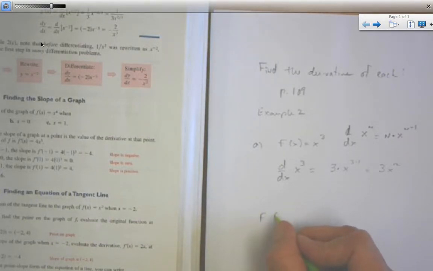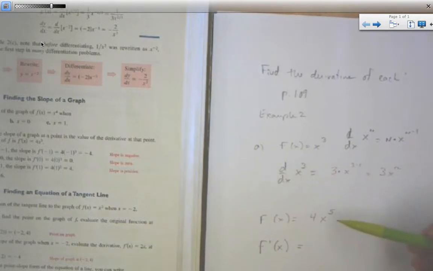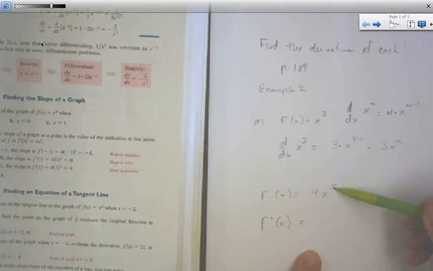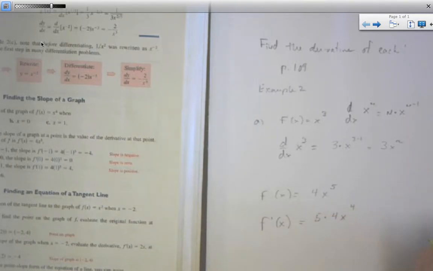So let's say that I had f of x equals 4x to the 5th. Let's find the derivative. This time I'm going to use derivative notation. Instead of d/dx, I'm going to write it as f prime. Using the rule, bring down the exponent and multiply it in front. Here's the exponent, 5. I'm going to multiply it in front, so 5 times 4x, and then subtract 1 from the exponent. So the derivative of 4x to the 5th is 20x to the 4th.